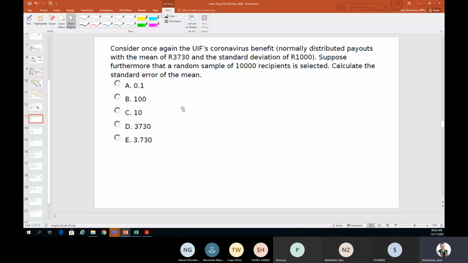So let's look at calculate the standard error of the mean. Okay. Then I see that is what I need to do. So standard error of the mean is this. So I'm not even going to look at any of the other things. I'm just looking for: what is my standard deviation and my n?